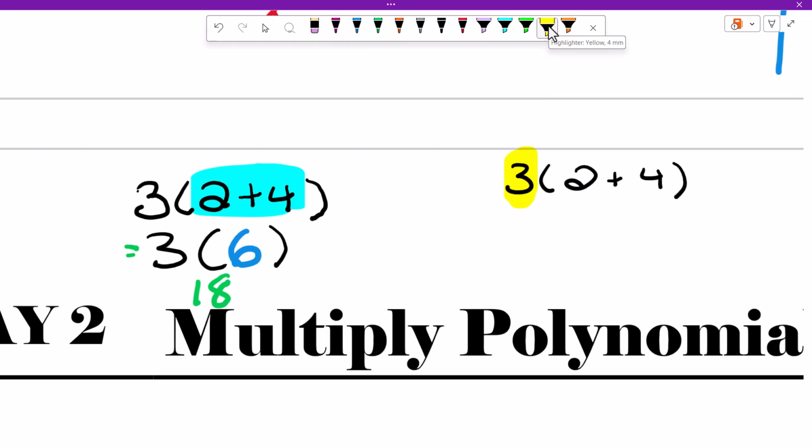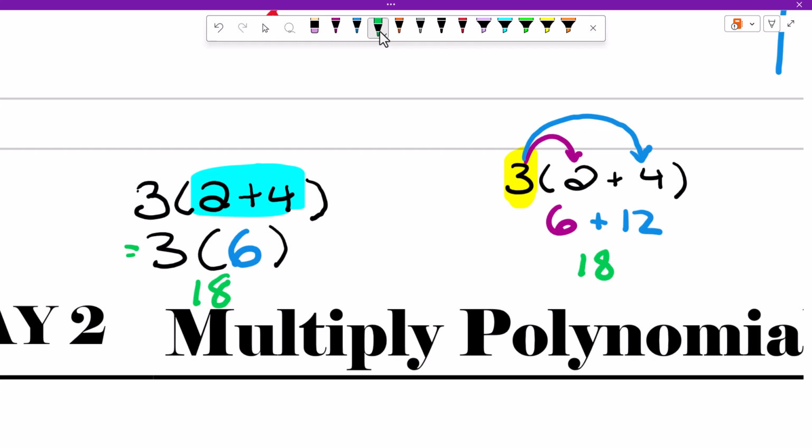Inside the brackets we have the 2 and the 4. So we say, hey, 3, you can multiply this: 3 times 2, what do we get? 6. Then, hey, 3, you can multiply the second thing too. What do we get? 12. We have 2 terms sitting here, so we should have a sign between them. Should it be a plus sign or a minus sign? Plus, because it's a positive 12. Then we have 6 plus 12, and we still get 18.